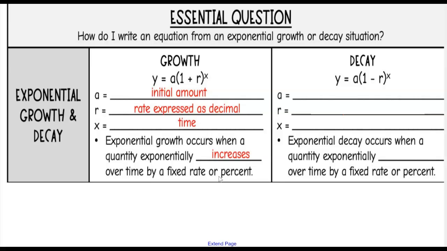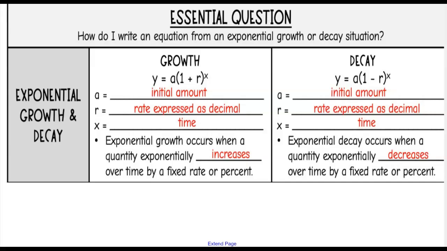Now let's look at decay. A again is the initial amount. R is the rate expressed as a decimal. And X again is time. But exponential decay occurs when a quantity exponentially, you guessed it, decreases over time by a fixed rate or percent.